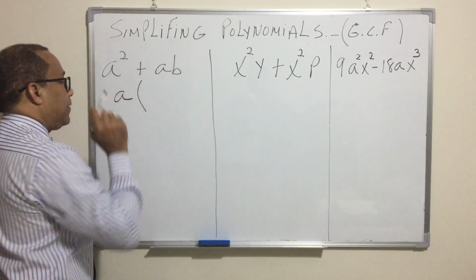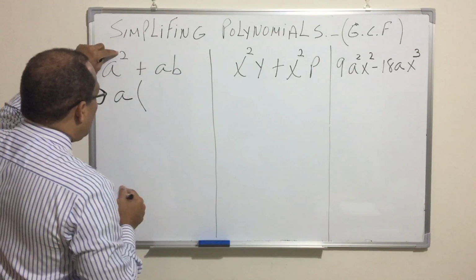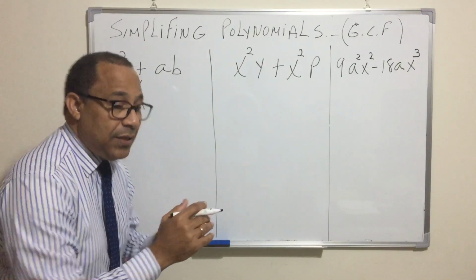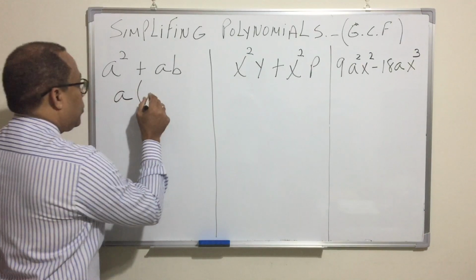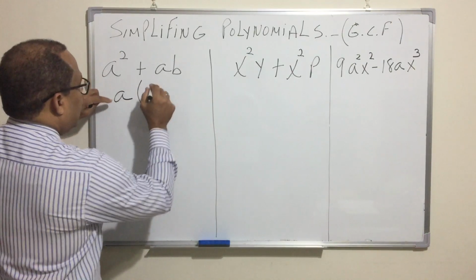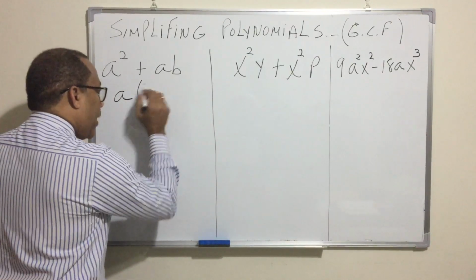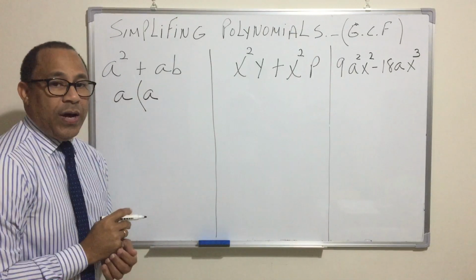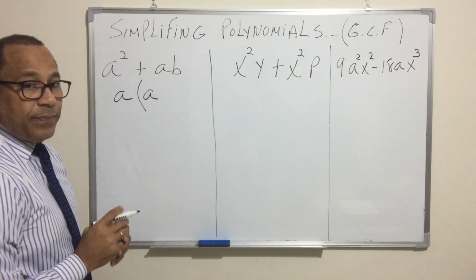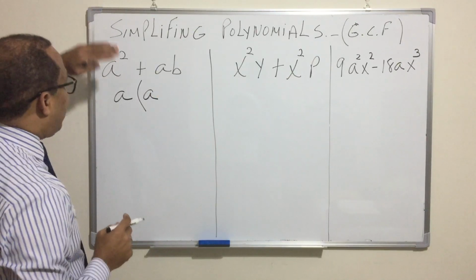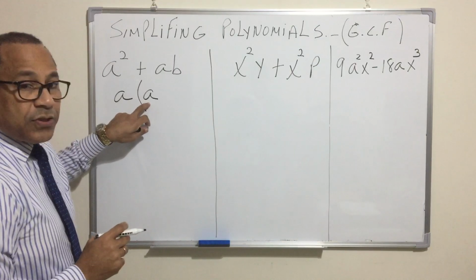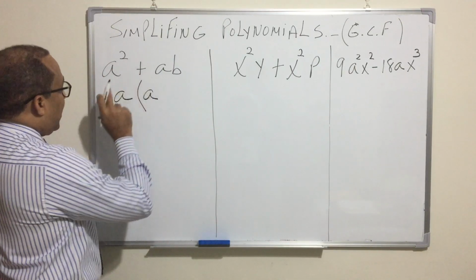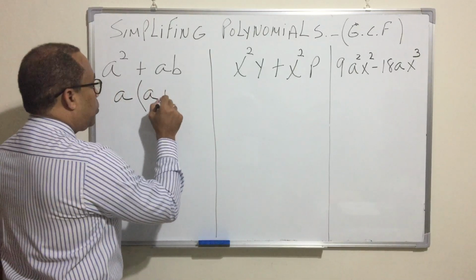So, if we divide a to the second divided by a, all we do is subtract 2 minus 1, because in division we subtract. So you copy the a, and to the first power, to the 1. We know when there's no number up there, it means that the 1 is omitted. So a to the second divided by a is a to the first. Positive divided by positive equals positive.